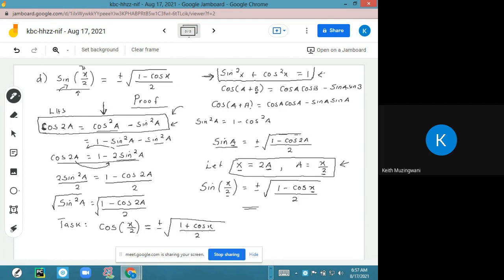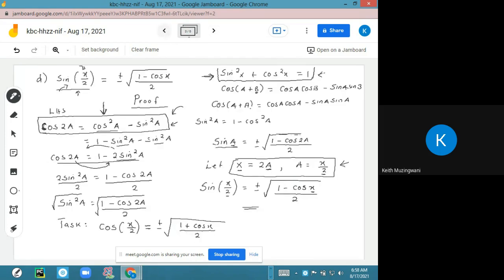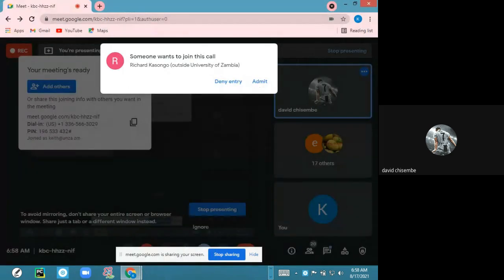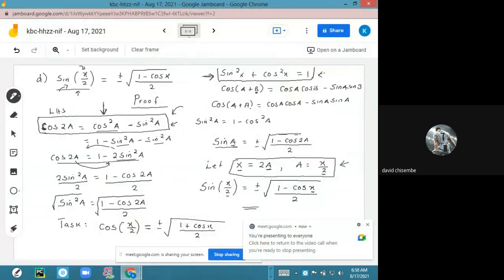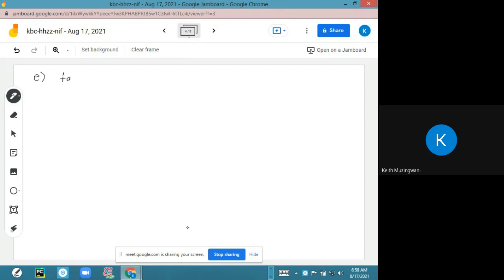Okay, so let's move to another example. This was D. Let's bring in E. The previous screen, sir. Just screenshot the question. Thank you. Okay. So E, we have tan squared x minus cot squared x is equal to sec squared x minus cosec squared x. Prove.